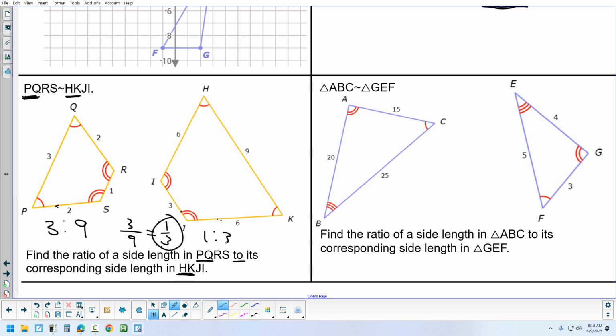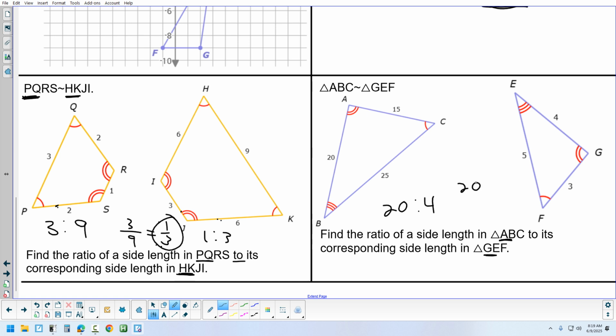All right, last one. Find the ratio of the side from triangle ABC to triangle GEF. Okay. So let's start with AB. What letters connect with AB in the other shape? GE. First two. Okay. What's the length of AB? 20. So AB is 20. What's the length of GE? 4. So that's the ratio, 20 to 4, which we can reduce.